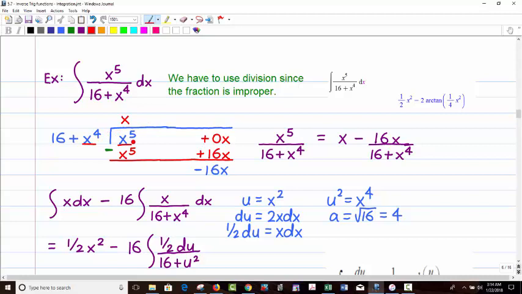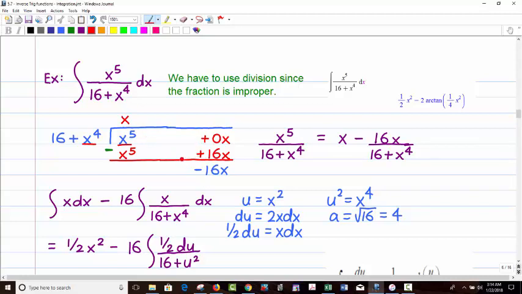So x to the fourth goes into x to the fifth x times. So you take x times both of these. x times x to the fourth is x to the fifth. x times 16 is 16x. Notice I didn't bother to write all the other 0 placeholders in there. Too much trouble, and I knew I wasn't going to need them anyway, so I didn't put the 0 x to the fourth, 0 x cubed, 0 x squared, that sort of thing.